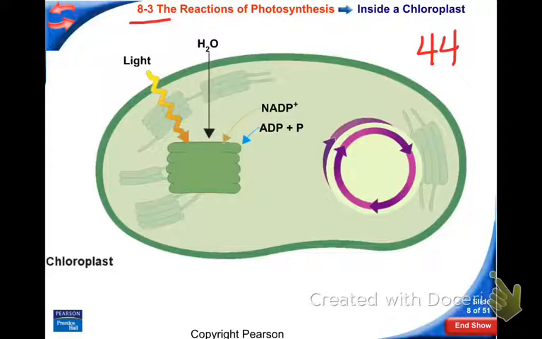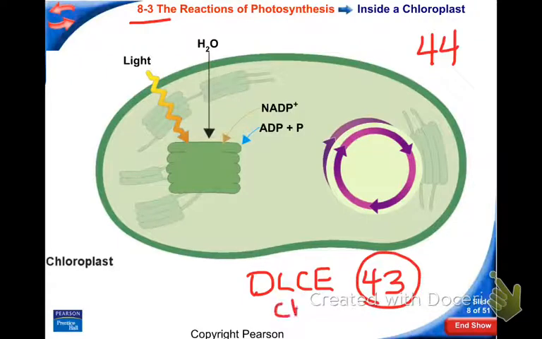I'm going to know if you've watched my video, because if you put a diagram of a chloroplast like this one and you label it, you're going to do a DLCE. Let's put that DLCE onto page 43. So your DLCE of a chloroplast, you can draw this onto page 43. This is how I'm going to know if you're actually watching.